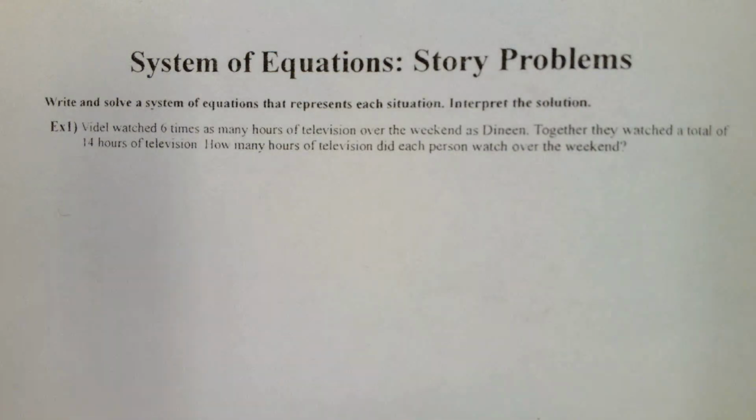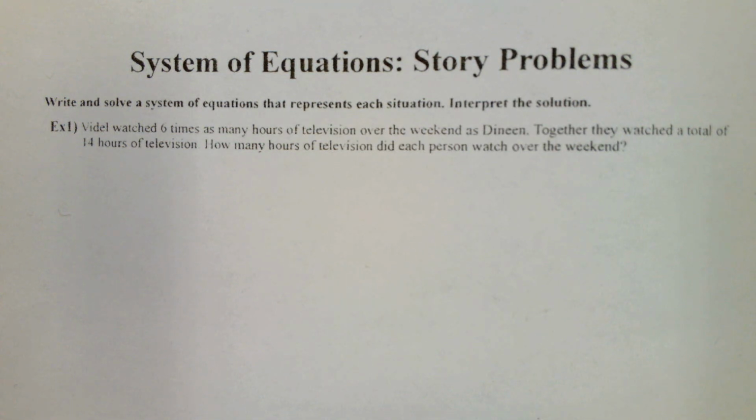Let's see. We have Vidal. He watched 6 times as many hours of television over the weekend as Denis. So we have two people, Vidal and Denis. It's important to understand the context, what's going on in this story. Together, they watched a total of 14 hours of television. And this is the important part we want to focus on at the very first reading. How many hours of television did each person watch over the weekend?